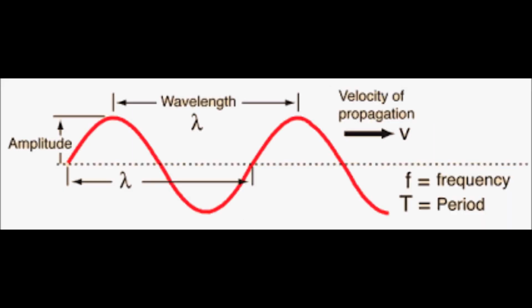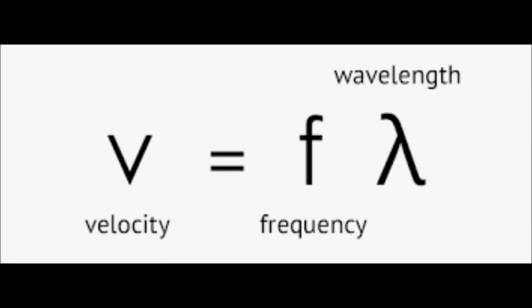Sound is a series of longitudinal waves that move through air. Sound does not travel in a vacuum. Sound has the characteristics of wavelength, frequency, amplitude, and speed. The relationship between these is that velocity equals the wavelength times the frequency. The larger the amplitude of a sound wave, the louder the sound will be.